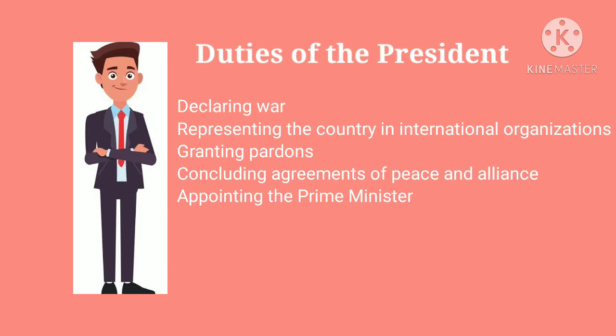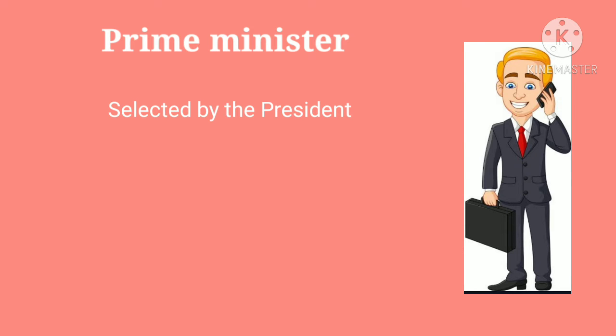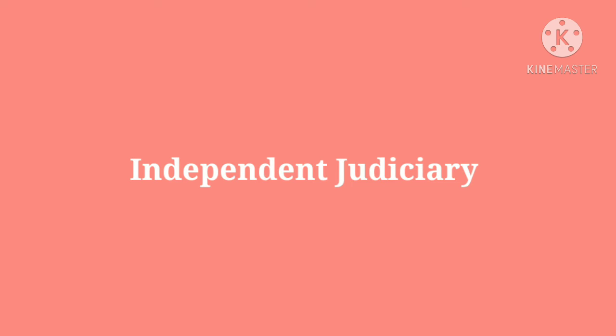Among the duties of the president are declaring war, representing the country in international organizations, granting pardons, concluding agreements of peace and alliance, and formally appointing the prime minister. The prime minister is selected by the president. He is the head of the government. The prime minister, together with other ministers, makes up the ministerial council and is considered the decision-making body of the country.